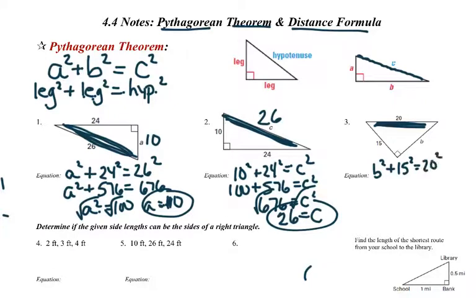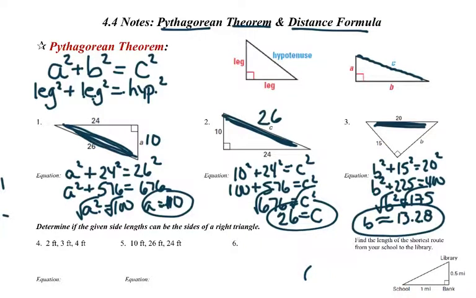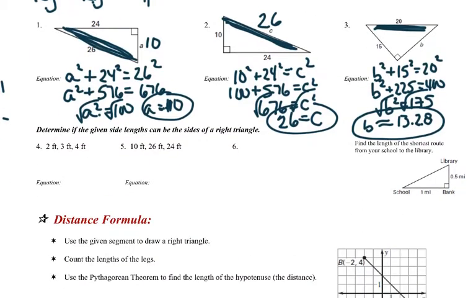B squared plus 15 squared is equal to 20 squared. When I subtract 225 from both sides, I get 175. That is not a perfect square, so I would go to my calculator and type in square root 175. It's going to be a decimal, and I'm going to round that to 2 places after the decimal point, or what we call the nearest hundredth, 13.28. So if it doesn't come out even, we can just do the square root on our calculator.